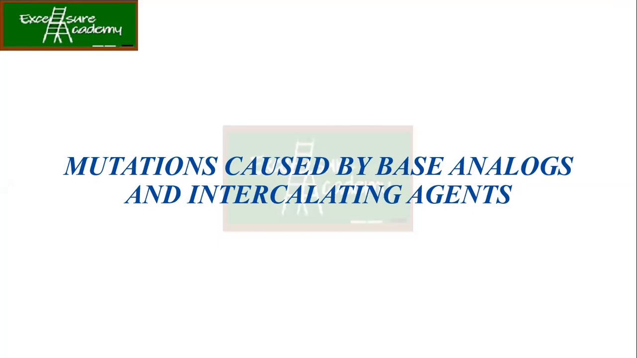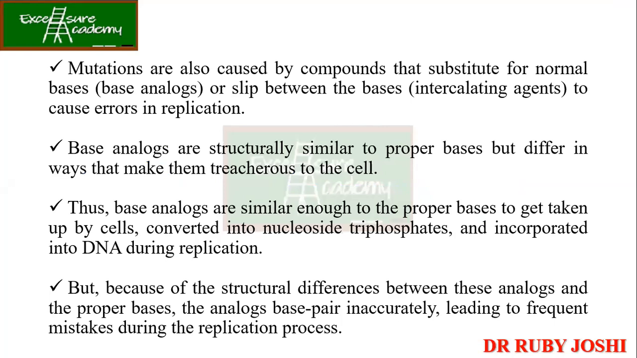Now, mutations caused by base analogs and the intercalating agents. Okay, so mutations can also be caused by the compounds which can substitute for the normal bases. यानी कि वो base के हम शक्ल जैसे होंगे, ठीक है? So in English we can say that they are the analogs. So what happens is that they will mimic those particular bases and cause a mutation, or intercalating agents, what they do between the bases, they can come and sit.